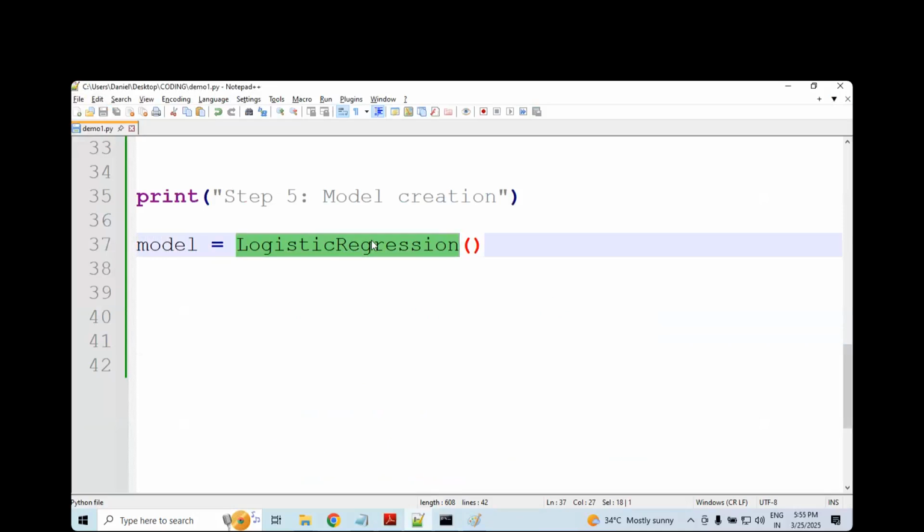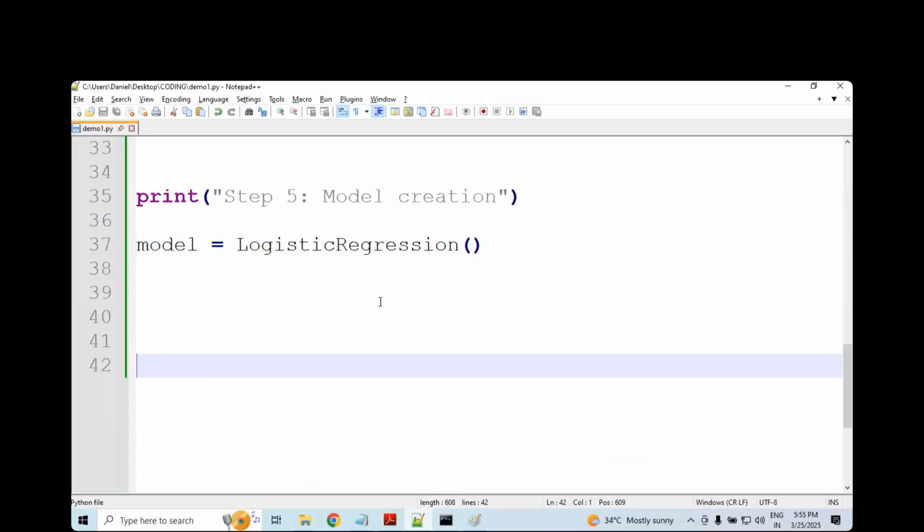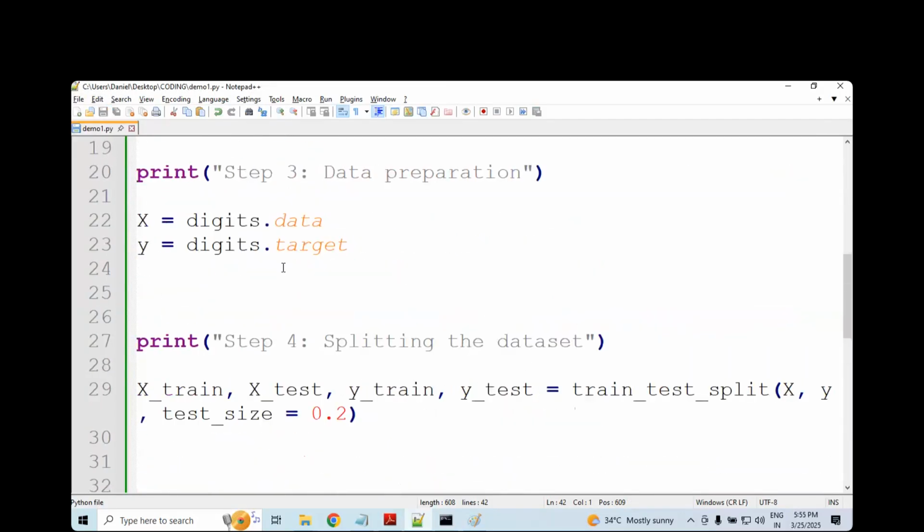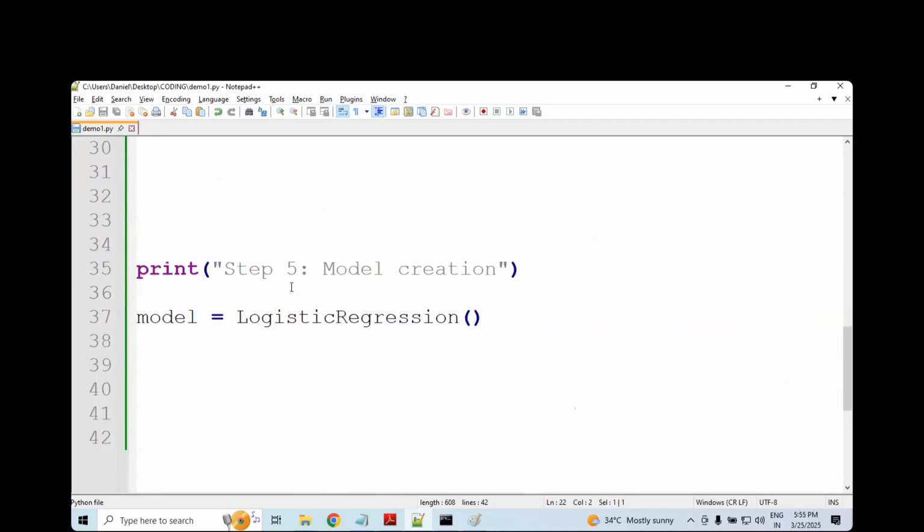How to train? We need to call fit. But here is the story. You have images data, and that too a lot of images. Whenever you create an object for logistic regression, by default it will allocate less memory only. That memory is not enough to feed all the images.